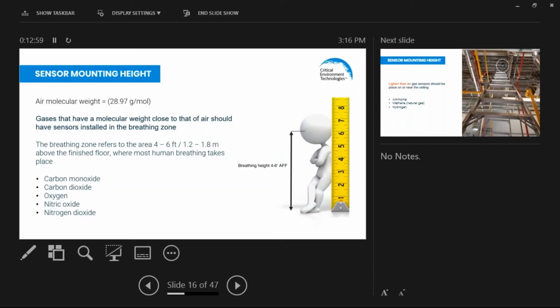Hey, Ron. Pardon me? Ron? Yes. Question is, what are the different shelf lives for the different sensors? That varies. That varies based on the target gas.